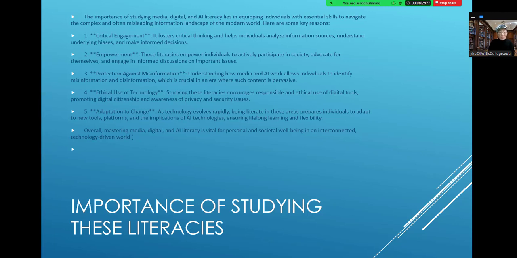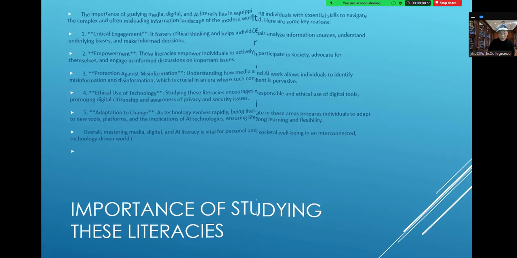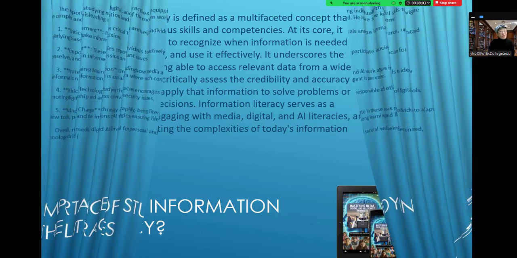What is the importance of studying these literacies? The importance of studying media, digital, and AI literacy lies in equipping individuals with essential skills to navigate the complex and often misleading information landscape of the modern world. Critical engagement, empowerment, protection against misinformation, ethical use of technology, adaptation to change. These are the many reasons why you should study these literacies. It's all in my book, too.